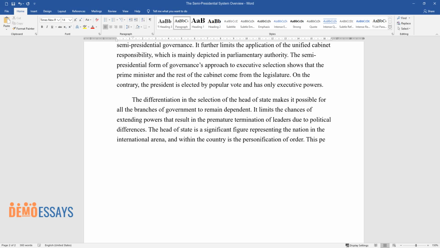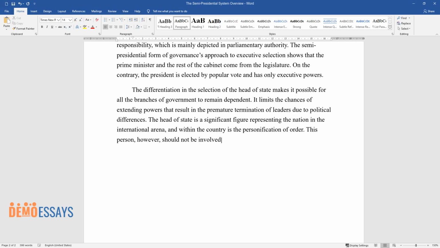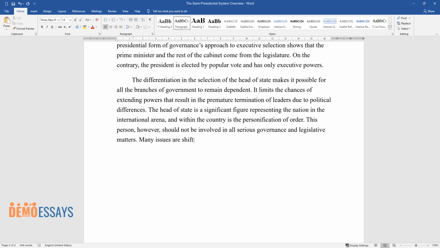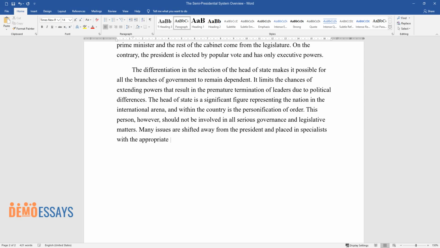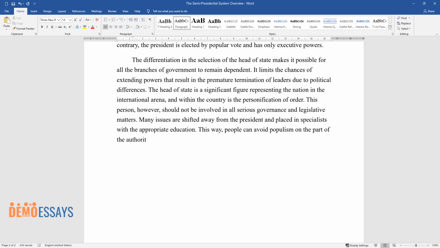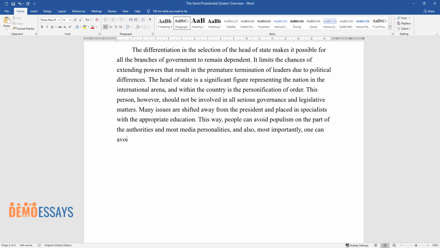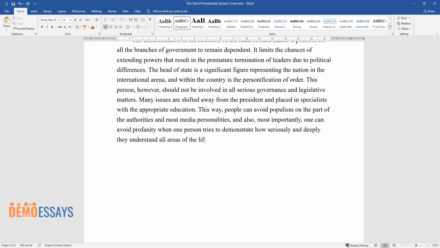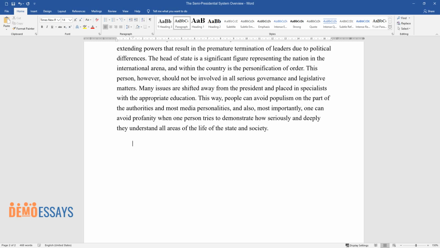This person, however, should not be involved in all serious governance and legislative matters. Many issues are shifted away from the president and placed with specialists with the appropriate education. This way, people can avoid populism on the part of the authorities and most media personalities, and also, most importantly, one can avoid profanity when one person tries to demonstrate how seriously and deeply they understand all areas of the life of the state and society.